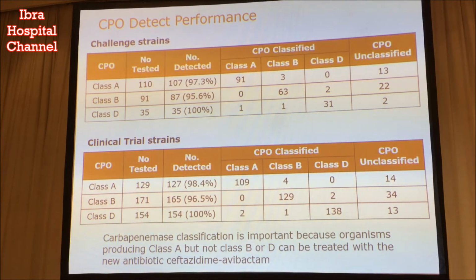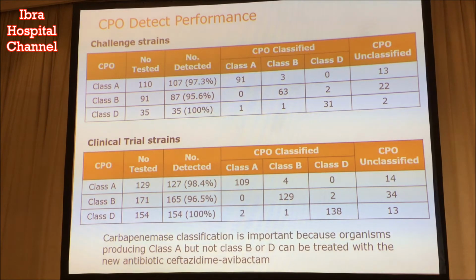In the studies that have evaluated this test, there are two studies that were reported. The first was with a very challenging set of organisms that produce quite rare forms of these carbapenemases. And the test was able to identify between 96 and 100% of the carbapenemase-producing organisms. It also has the ability to classify the carbapenemases in one of the three classes. That becomes valuable because there are new antibiotics that are effective against all of the class A and most of the class D carbapenemases, but have no activity against the class B or the metallo-beta-lactamase carbapenemases.